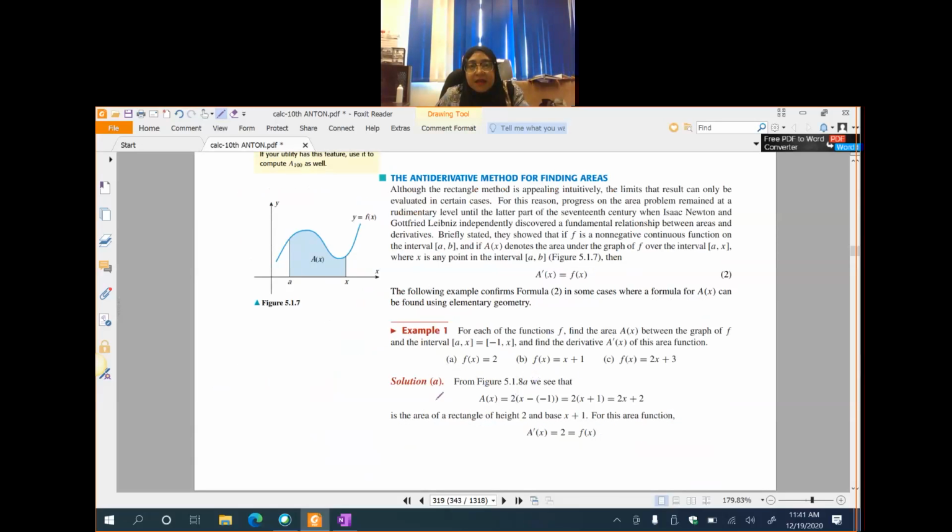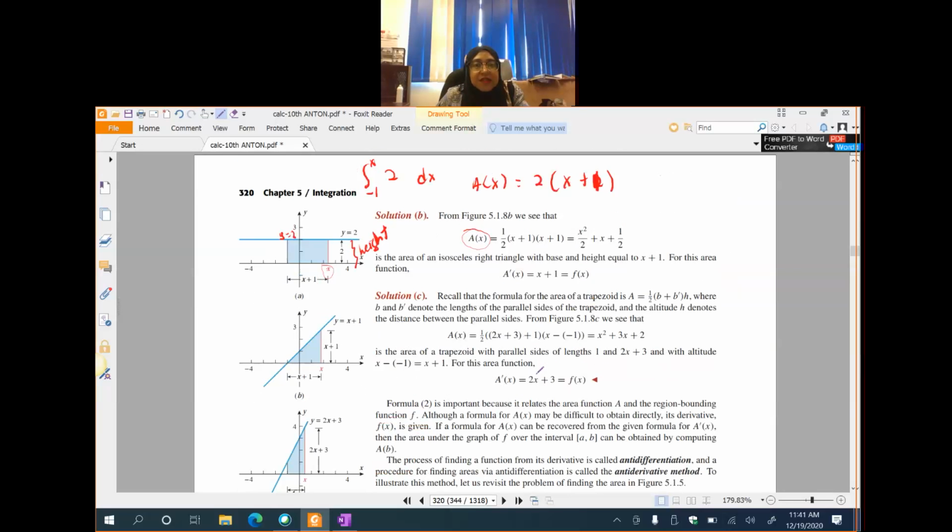And then for the second one, f(x) is equal to x plus 1, and obviously the interval starts from -1 up to x. So the function is x plus 1. It is a linear function. When I say y equal to x plus 1, it means that it is a linear function that intersects at y equal to 1, isn't it? You already know the line.